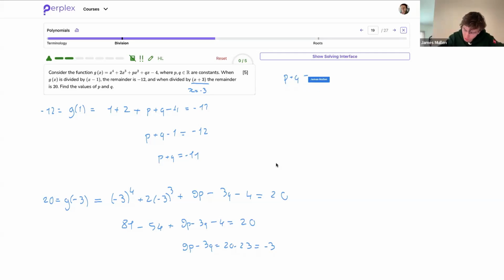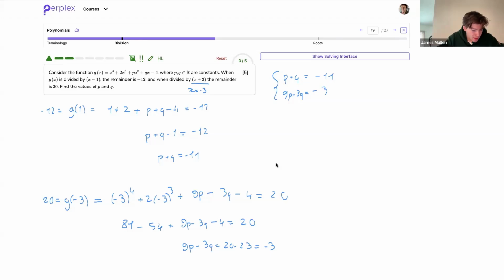Okay, let's write the system I have over here. p plus q is equal to minus 11, and 9p minus 3q is equal to minus 3. That's my system. All right.